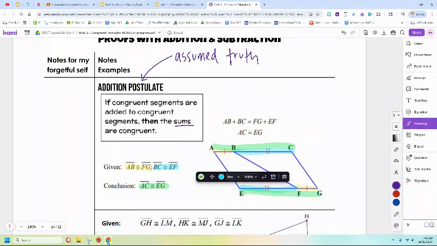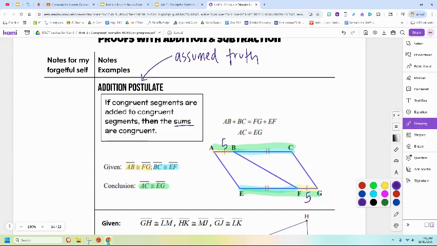Let's do that numerically to confirm that we believe that. If AB is 5, that means FG is 5, right? And if BC is 10, that means EF is 10. Then that means this segment is equal to 15, and this segment is equal to 15 when we put them together.